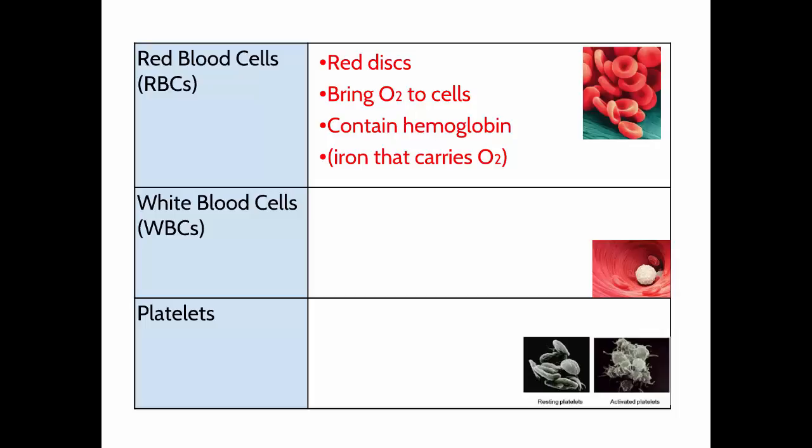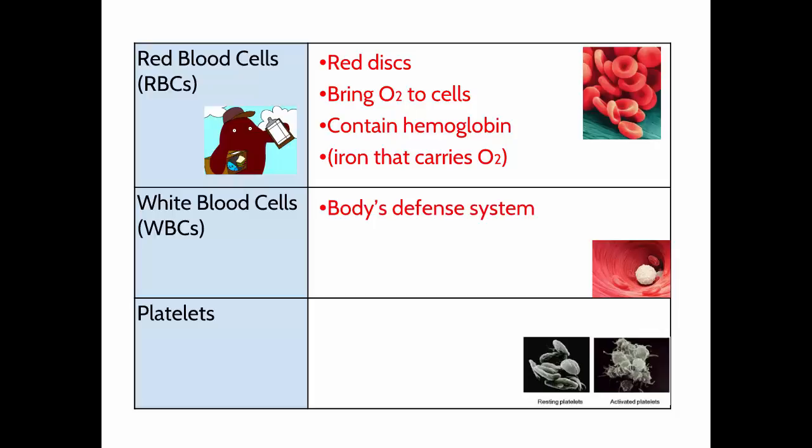Now what do they do? They are our body's immune system. They defend against what we call pathogens. Organisms that could cause disease. Here's one white blood cell. There's many different types of white blood cells, actually, that have different functions. We're not going to get into the details about all the types of white blood cells.